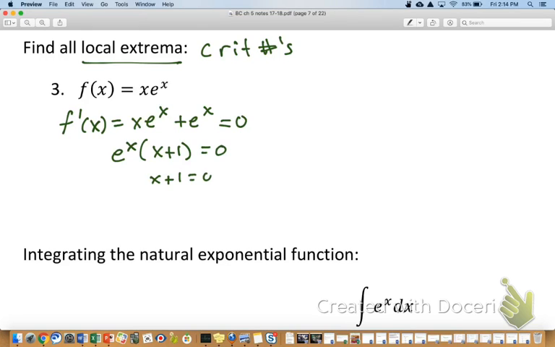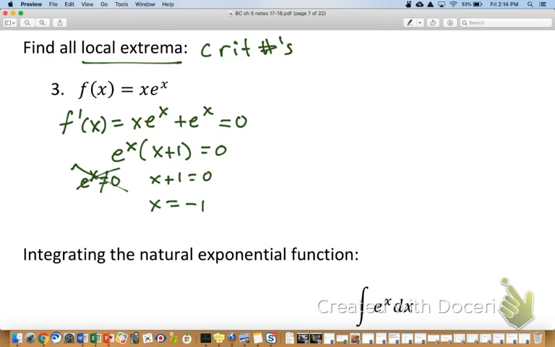And so then x plus 1 could equal 0. And then you could say e to the x equals 0. But the truth is e to the x can never equal 0. So that's not going to produce any solution. So we can ignore that safely. And we just go with the only solution from that factor, x equals -1.